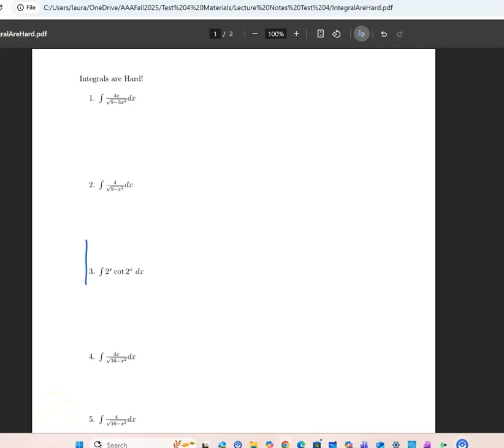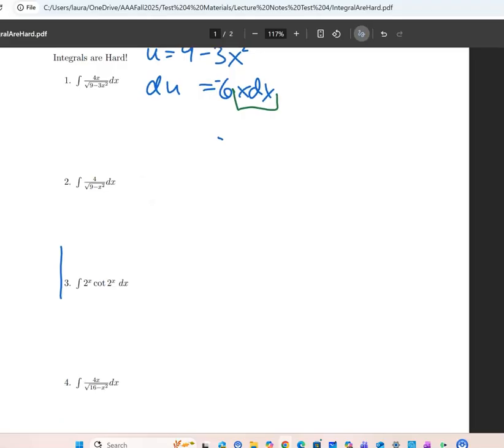So this one looks like if I let u equal the inside function, the derivative will be there. So if I take the derivative, I get negative 6x dx. So you're looking for this core basic x dx, and it's there, right? It's just with a number out the front. So I'm going to move the 4 on the outside.